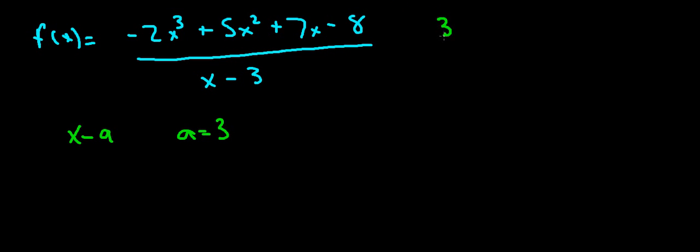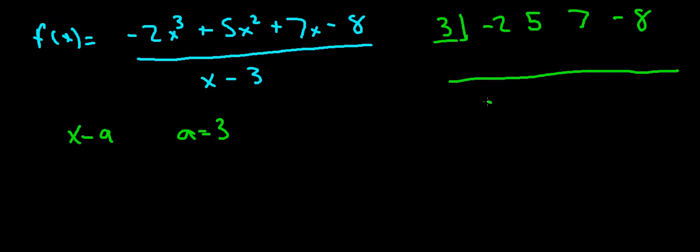I put 3 in the top left corner. And then I go down in descending order and look at all the coefficients. So I get the coefficient of x cubed, it's minus 2. Look at the coefficient of x squared, that's 5. Look at the coefficient of x to the first, that is 7. And then I look at the constant, that's minus 8.